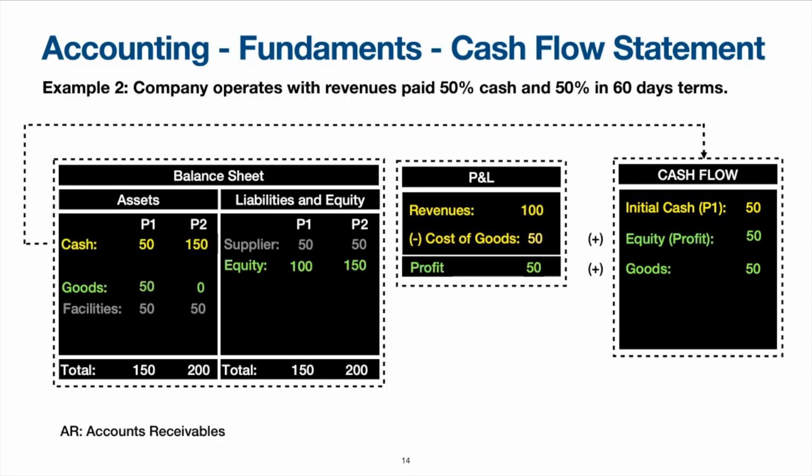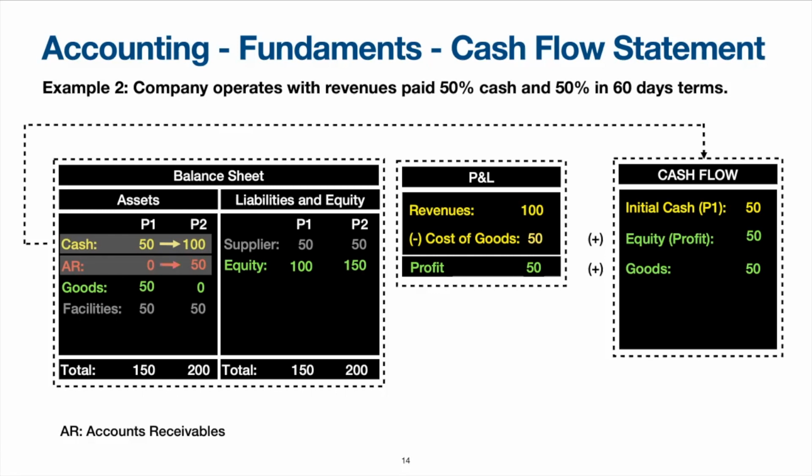Let's have another example. Now the company operates with the same result, but instead of having the customer paying the company 100% upfront at the receipt of the goods, the customer is paying 50% cash and 50% in 60 days terms. My cash, which was initially 150, is now 100. I have an accounts receivable now, which is a right for me to receive this money in a later stage from my customer.